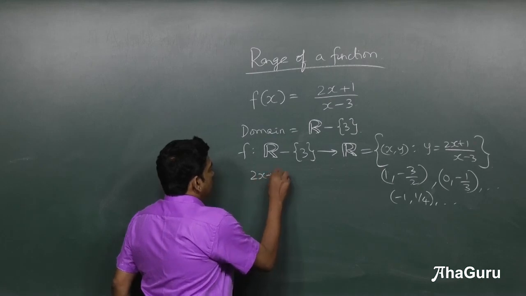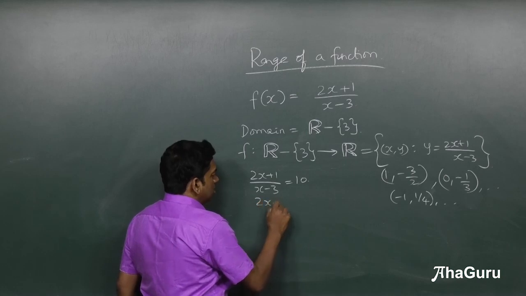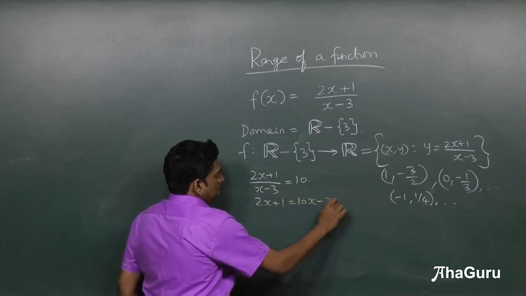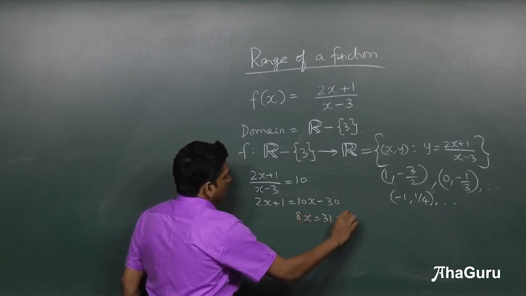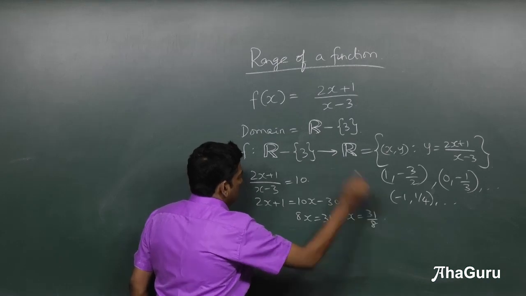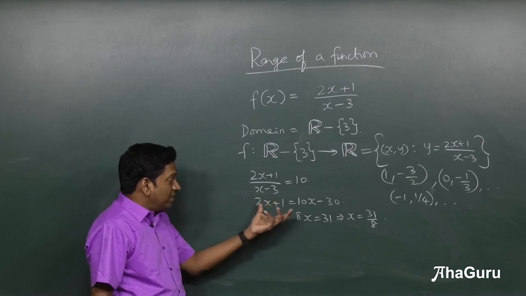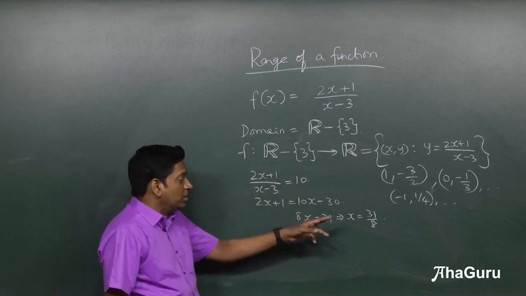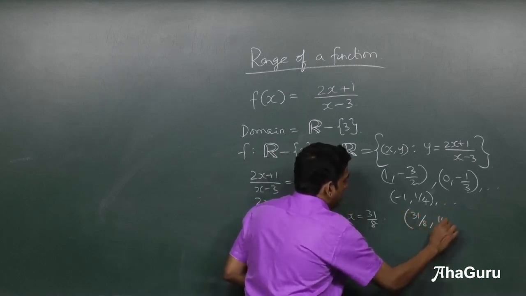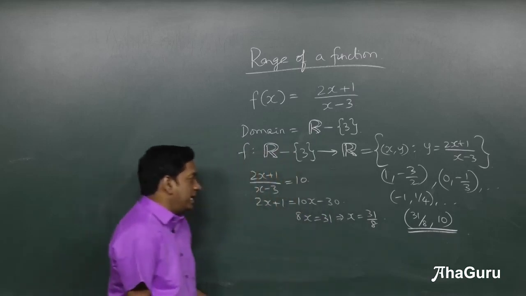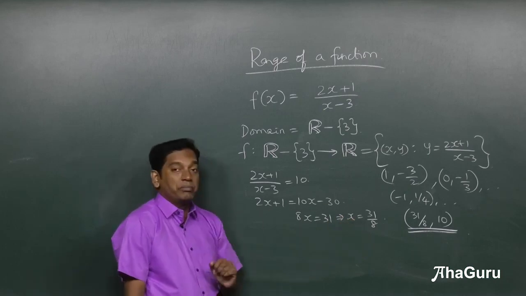Suppose I want 2x plus 1 by x minus 3 is equal to 10. I can solve for this as 10x minus 30. So I get 8x is equal to 31, which means x is equal to 31 by 8. Okay. So it's true that we can indeed get the value 10 by doing what? By taking x as 31 by 8, because this is 10x minus 30, so you get 31 by 8.